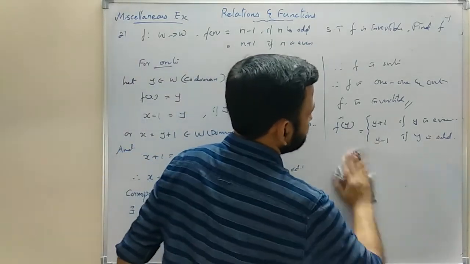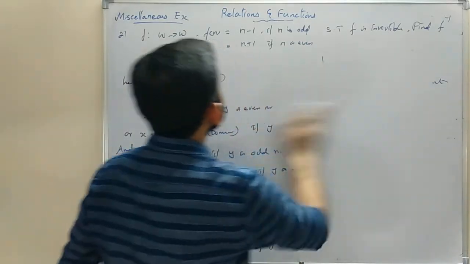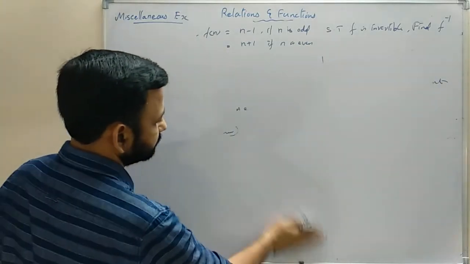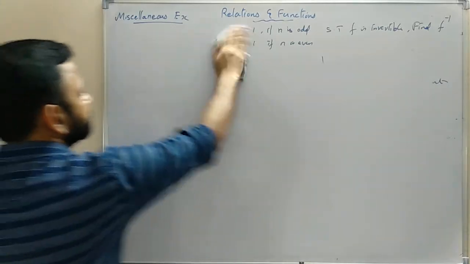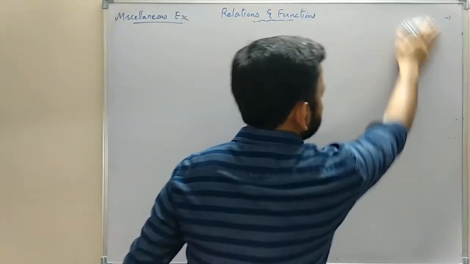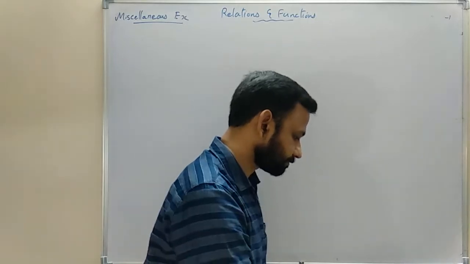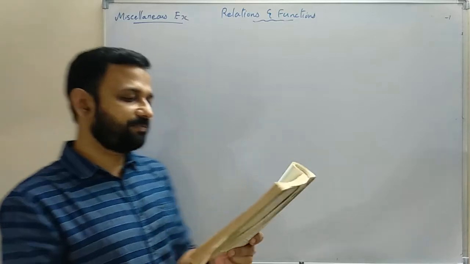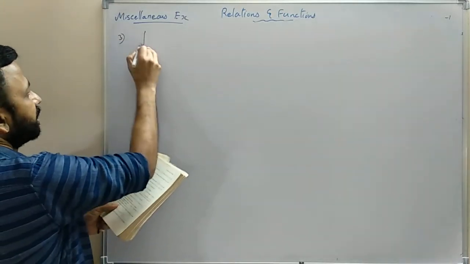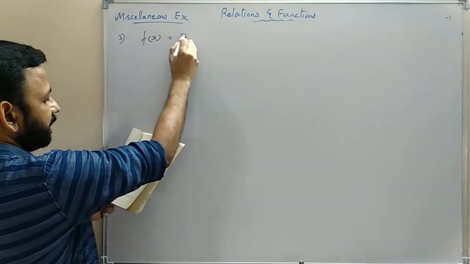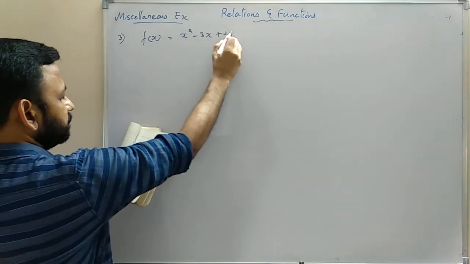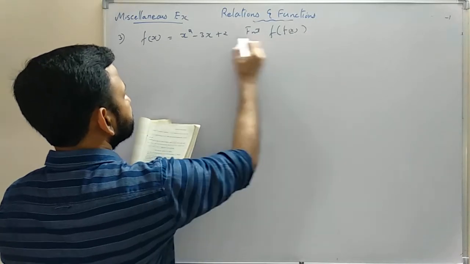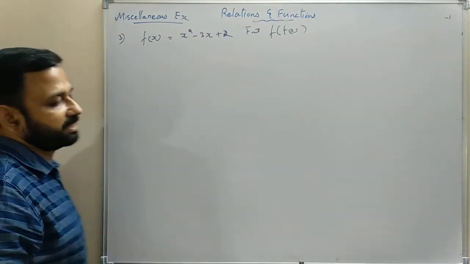Now we are going to do question number 3. Third one: f is a function from R to R defined by f of x is equal to x square minus 3x plus 2. We need to find f of f of x.